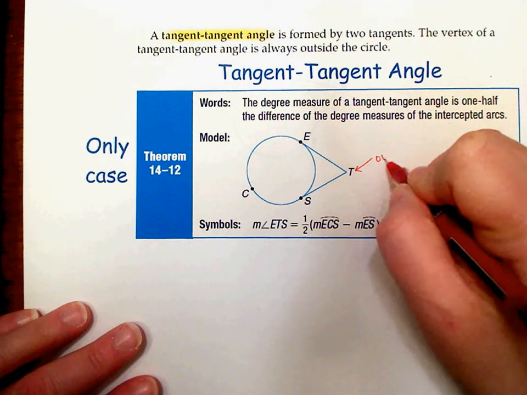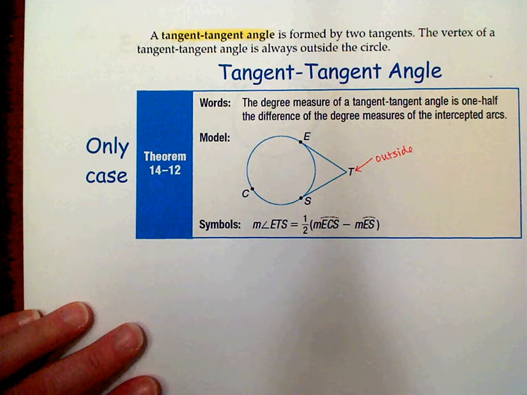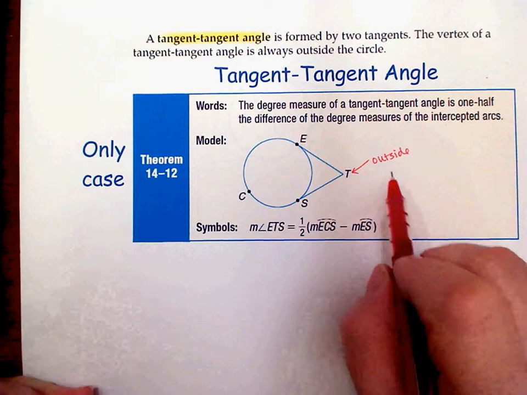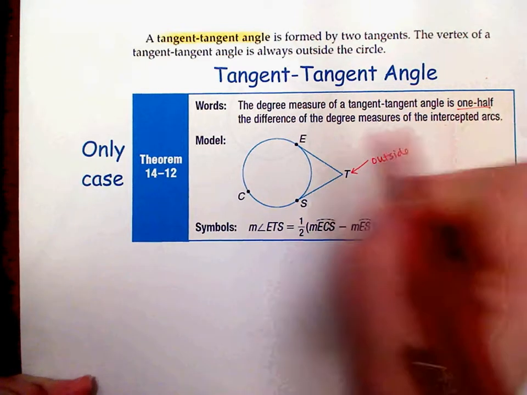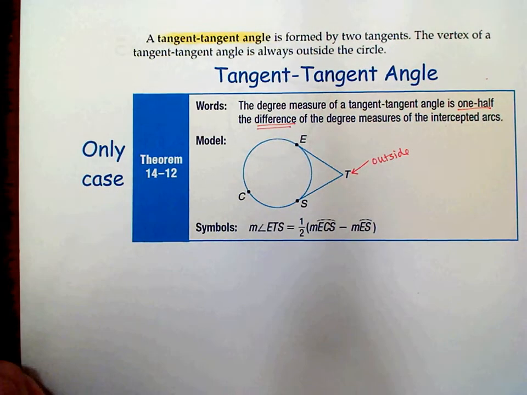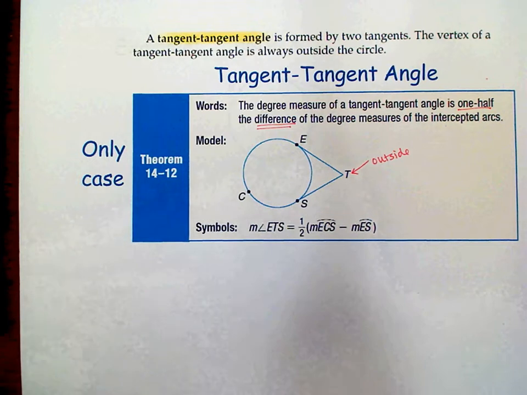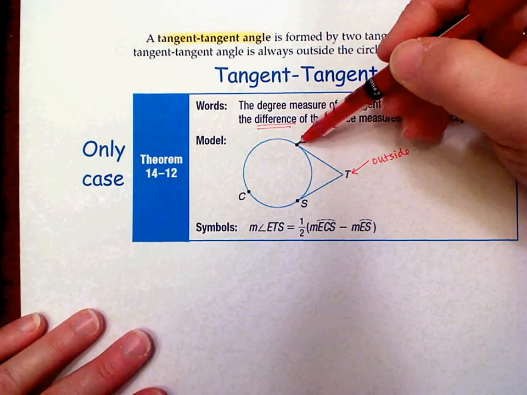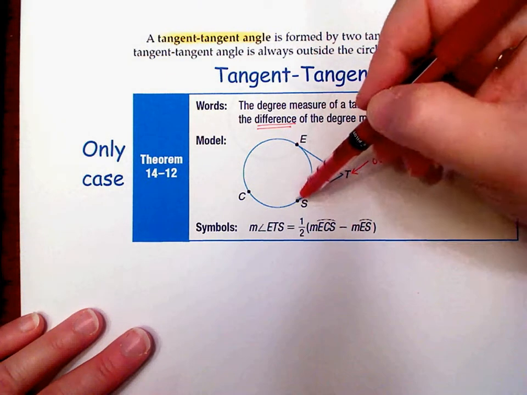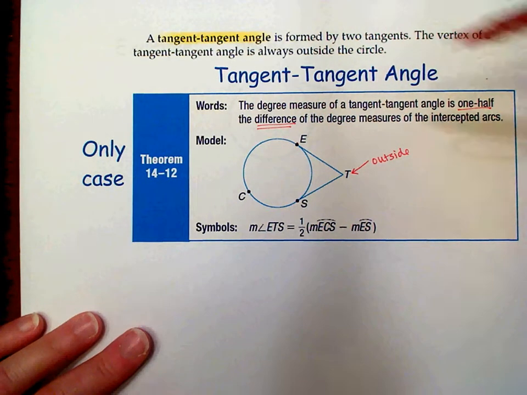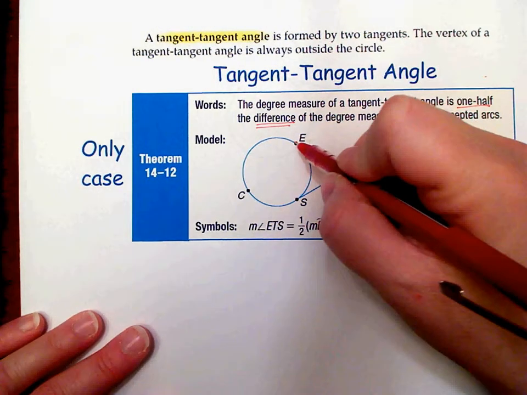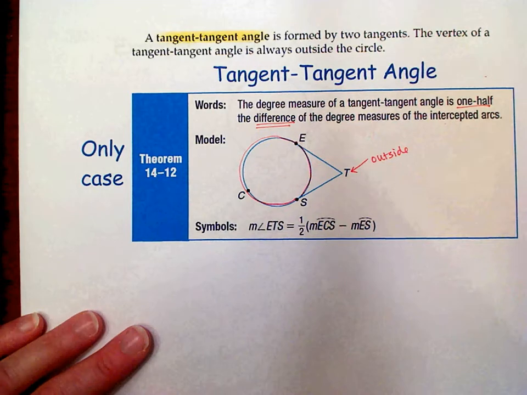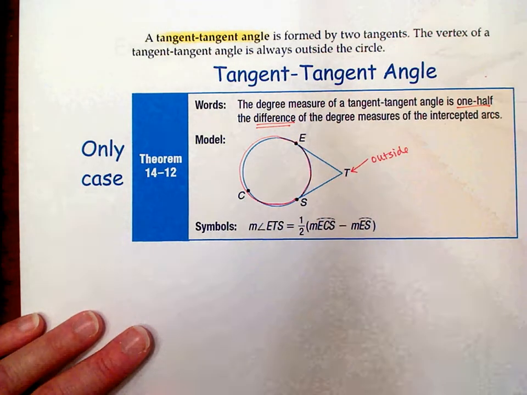So again, this is not a new relationship. Anytime the vertex is outside the circle, it's 1/2 the difference of the two arcs. Now I want you to see what's special about the two arcs here. When we follow this side of the angle, it only goes to E. When we follow this side, it only goes to S. So the two arcs made with points E and S are the major arc between E and S and the minor arc between E and S. Together, they make the full circle. So you only need to know one of them, and you'll know both of them.